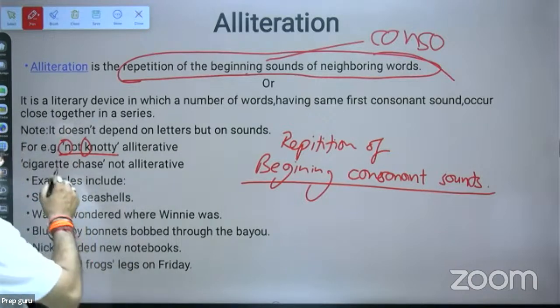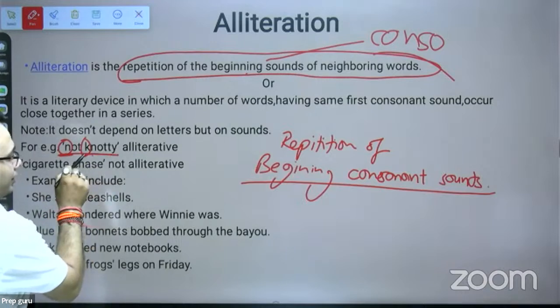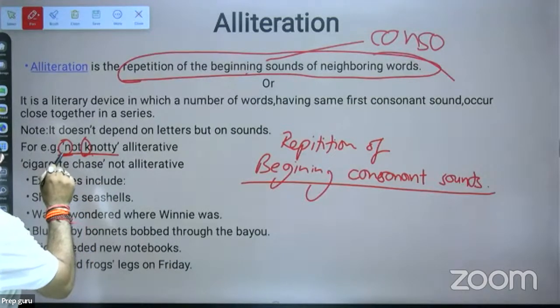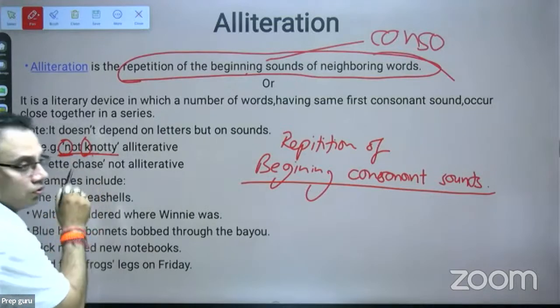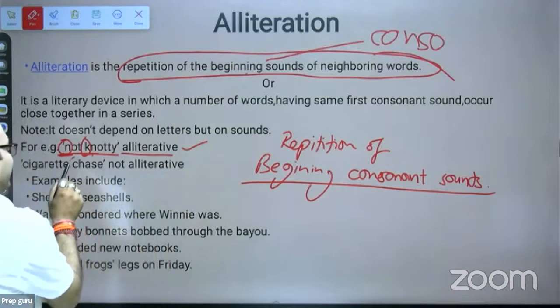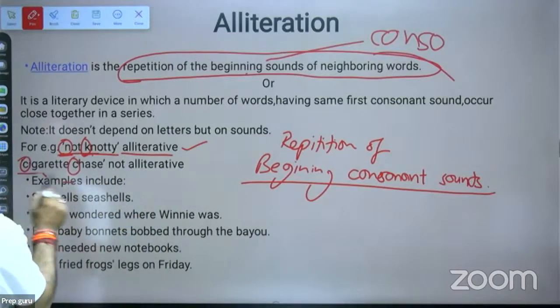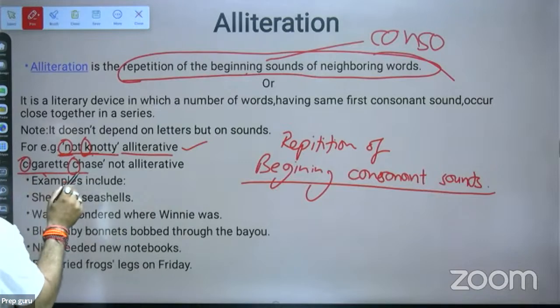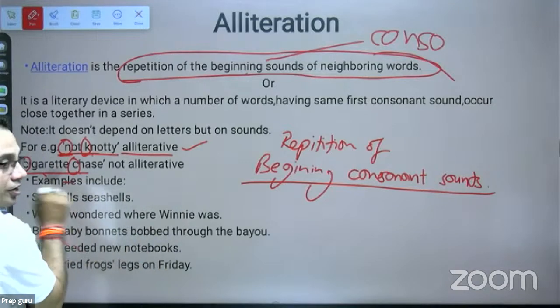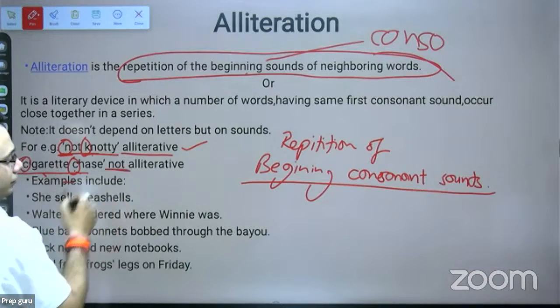But here the case is different. See this: not naughty. Here K is here and N is here, but the sound is the same. No, no, no, no. Right? So it is alliterative. Here the letter alphabet is not the same, but the sound is. In the second example, cigarette chase, the letter is the same but the sound is different. C is not the same sound, right? So it is not alliterative.